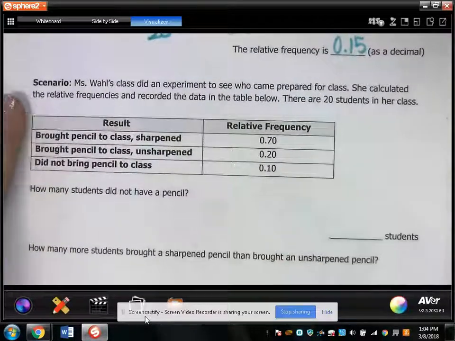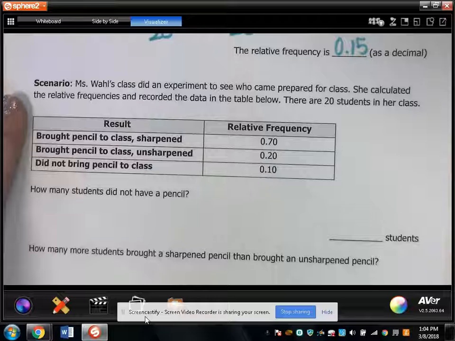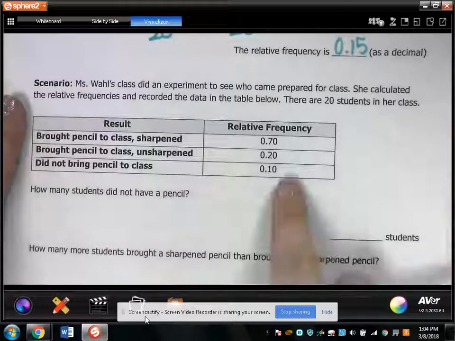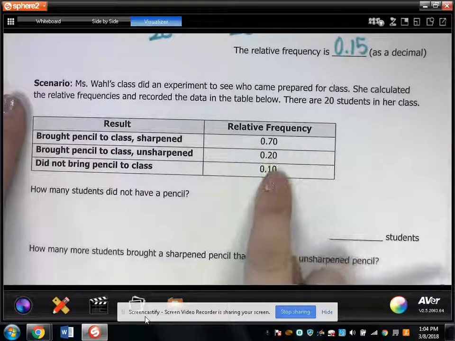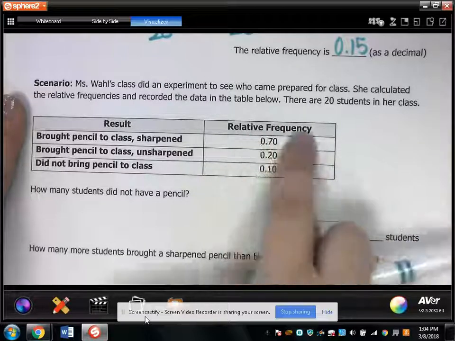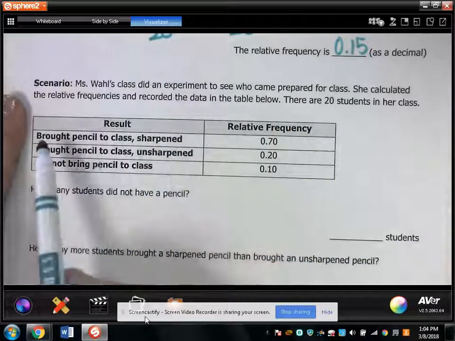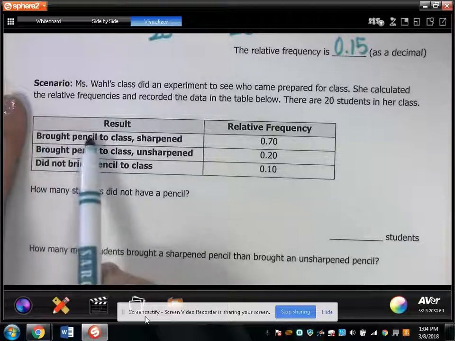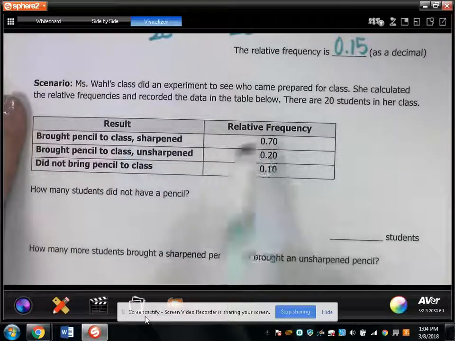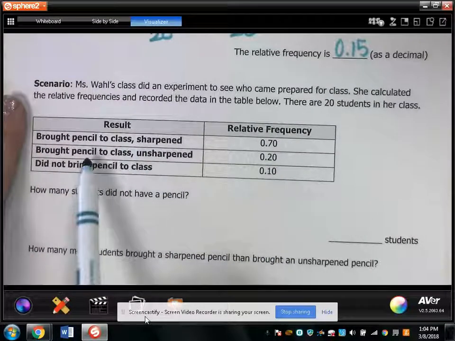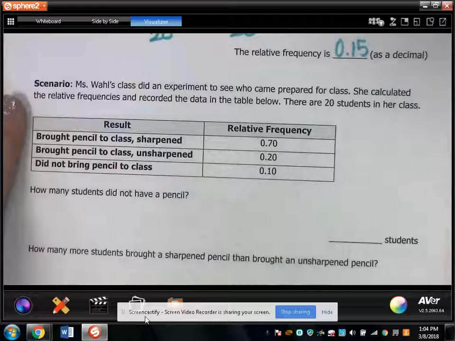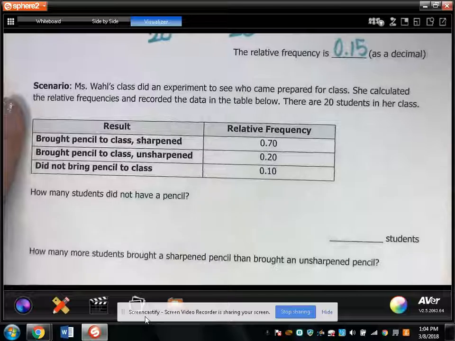All right, next one. Ms. Wall's class did an experiment to see who came prepared for class. She calculated the relative frequencies and recorded the data in the table below. There were 20 students in the class. So now I'm not giving you the number of students, I'm giving you the relative frequency of each event. So let's see. Brought a pencil to class sharpened, that's 70% of the class. Brought a pencil to class unsharpened, that's 20% of the class. Did not bring a pencil to class, that's 10% of the class.